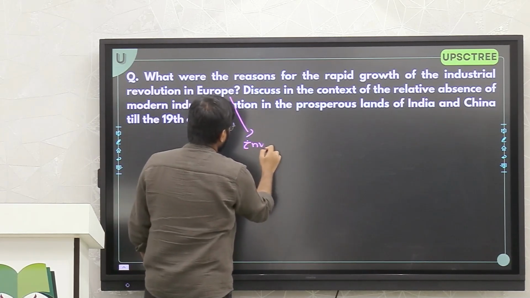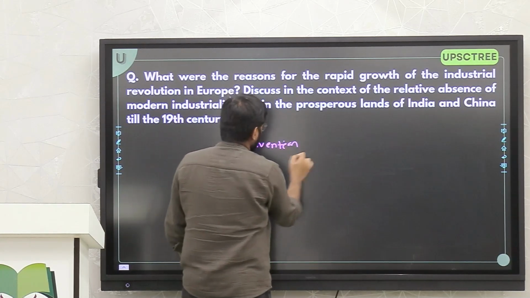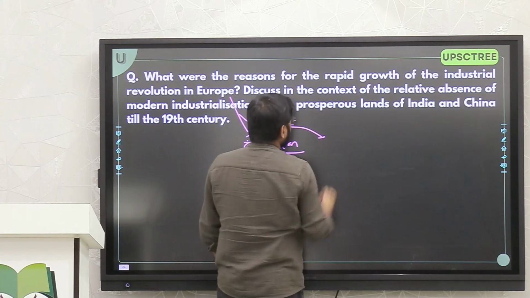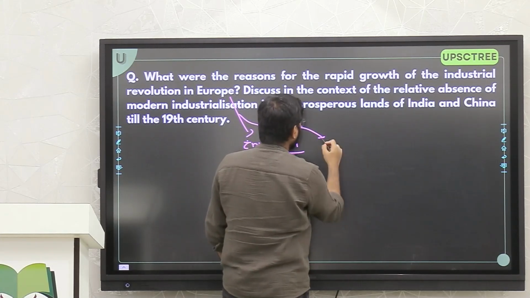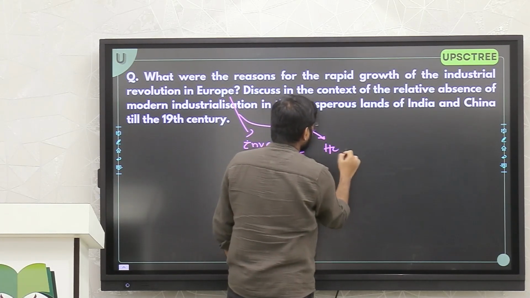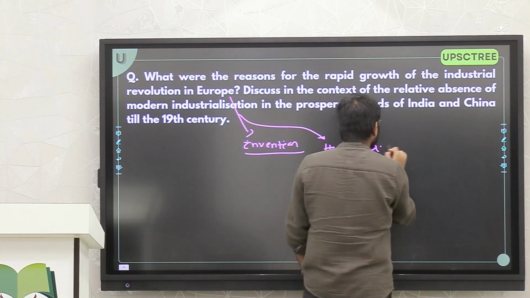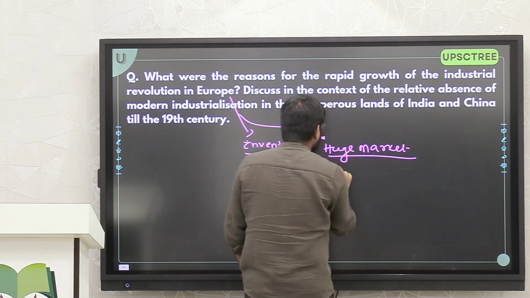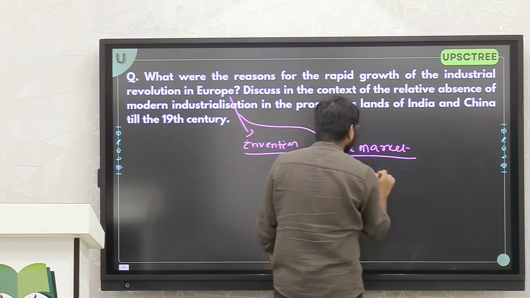First is invention. Second, first it will happen in Britain because there is a huge market. They had a huge market and had access to huge raw material.